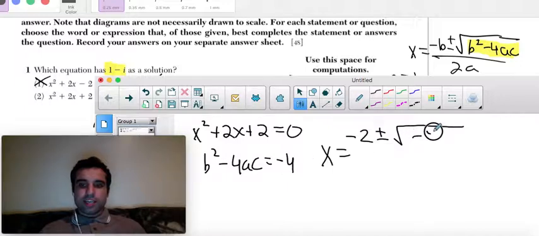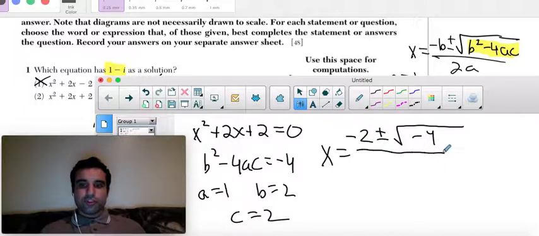So that'll be negative 4 in here. And where a equals 1, b equals 2, c equals 2. So I got negative 2 for negative b. And 2a is just 2 times 1, which is 2. So that just becomes, and I'll put the 1 here so we see the work.